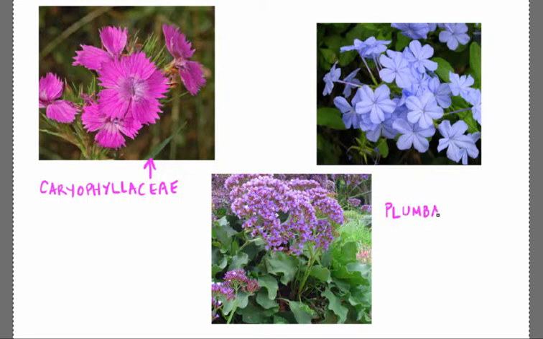The Plumbaginaceae contains several plants that are frequently used in landscaping, like plumbago, this guy over here. We have lots of it on our Oceanside campus. Sometimes we call it leadwort because of the lead-colored flowers. And statice in the genus Limonium.